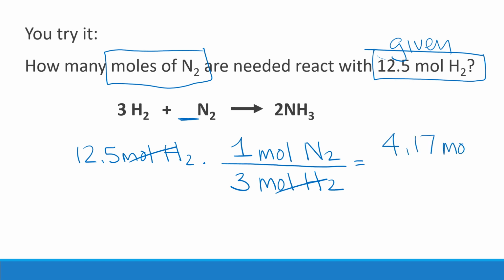4.17 moles of N2. Okay, a little tip when you're doing these problems: don't just write 1 mole and 3 mole, write the formula of the thing involved, because you can get yourself a little bit confused if you're only writing down numbers. So include the number, the unit, and the formula.